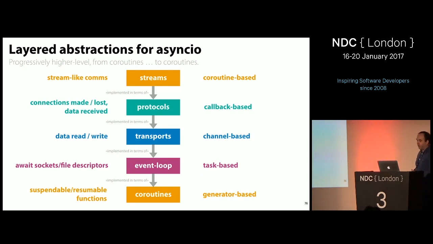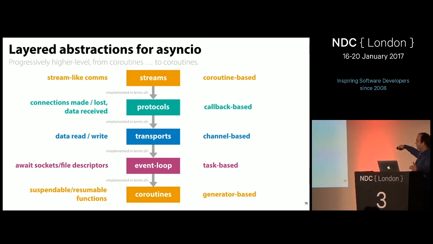I'll just show you this picture of the stack of abstractions that asyncio provides. So we have seen suspendable and resumable functions, basically concurrent functions, called coroutines and implemented in terms of generators, Python generators. We've seen the event loop, and tasks, which layers the notion of a task on top of that, and futures, so that we can wait for coroutines and get some sense of when they've finished. And also the event loop adds the ability to await sockets, file descriptors, pipes, etc.